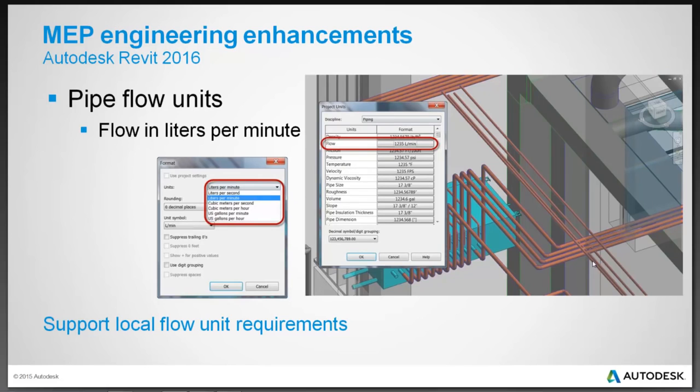There are now more options for your pipe flow units. You can have your flow units set to liters per minute. This has also been a customer request. It might seem like a small request, but obviously there are people working in many parts of the world where this is their preferred flow method. So this will be a feature that will help you meet standards that require flow units to be measured in liters per minute.